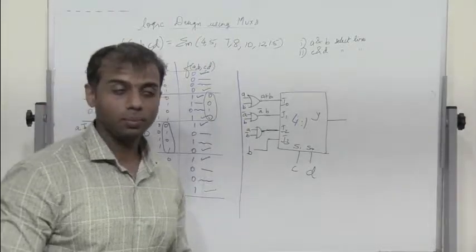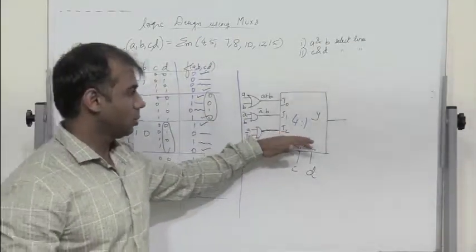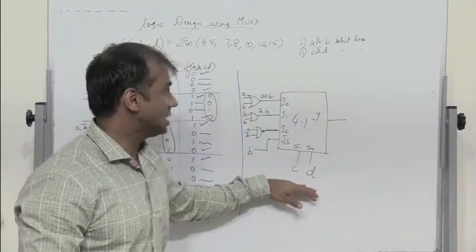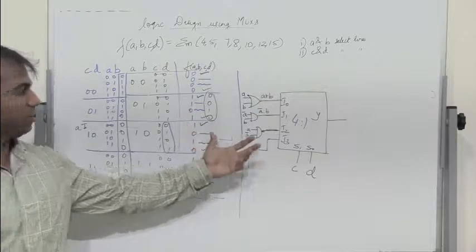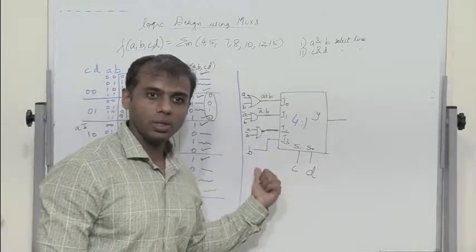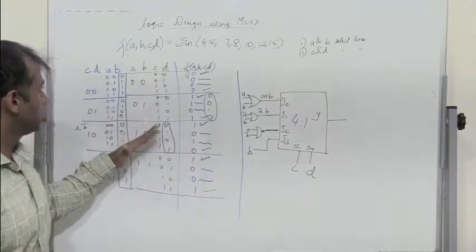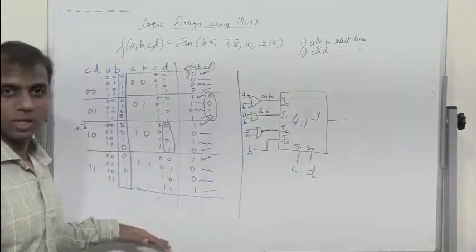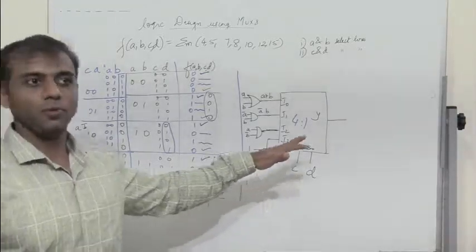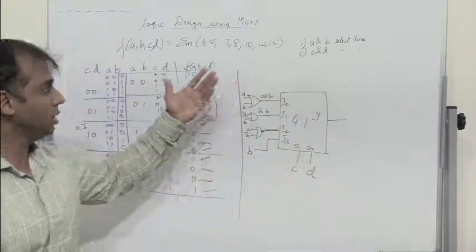Right? So this is how we can implement the same expression using a 4:1 mux with C and D as the select lines. So in the previous case, we considered A and B as the select lines. Now we have considered C and D as the select lines. So once you rewrite the truth table, it becomes very easy for us to implement the same expression using a 4:1 mux, or maybe using an 8:1 mux as given in the problem.